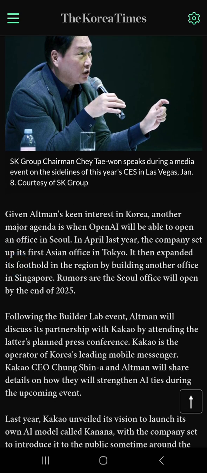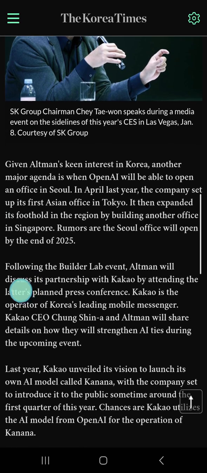Given the keen interest of Korea, another major agenda is when OpenAI will be able to open an office in Seoul. In April last year, the company set up its first Asian office in Tokyo, and then expanded its foothold in the region by building another office in Singapore. Rumors are that the Seoul office will open by the end of 2025.